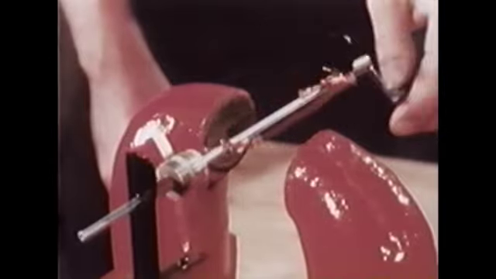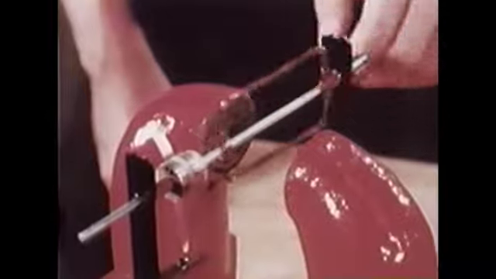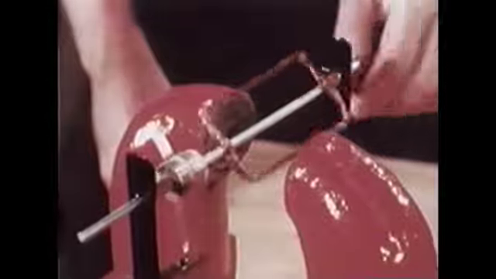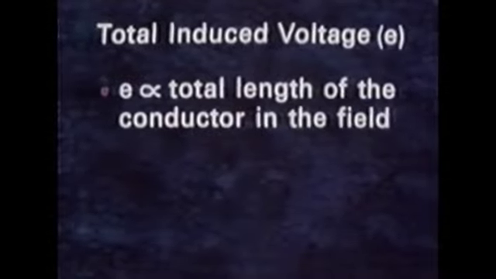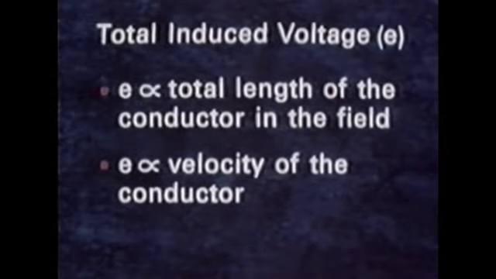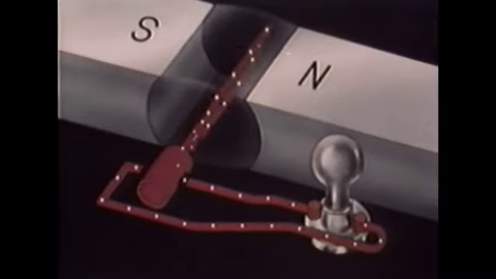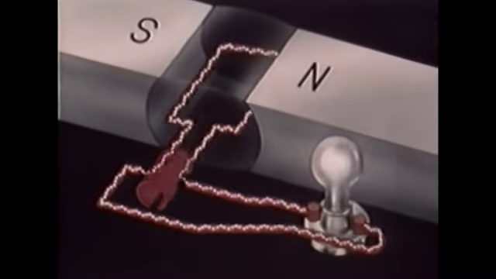So we can see that in the generation of both AC and DC, voltage is induced by a conductor cutting through lines of magnetic force. The total induced voltage is directly proportional to the total length of the conductor in the field, the velocity of the conductor, and the strength of the magnetic field. Alternating current reverses direction periodically. Its flow is represented by a sine wave. On the other hand, direct current is a continuous flow of current in one direction.